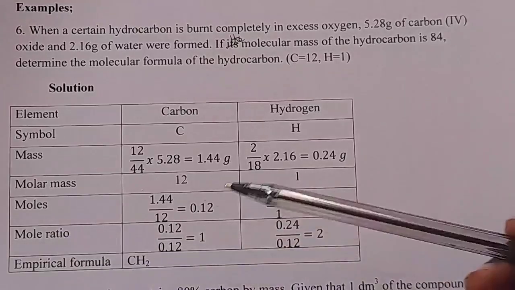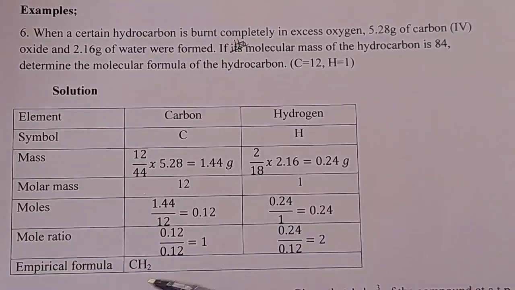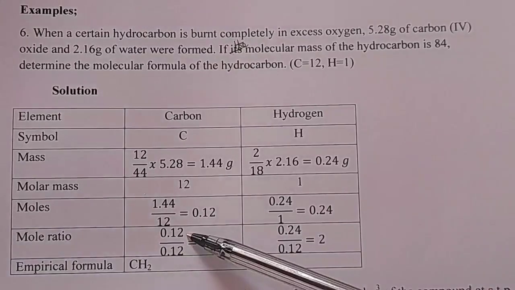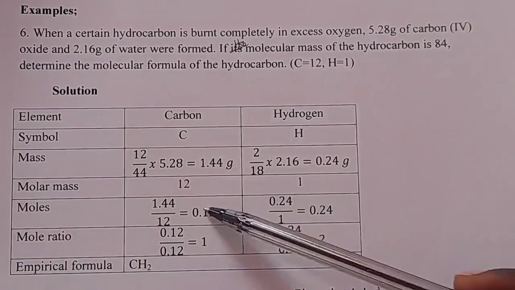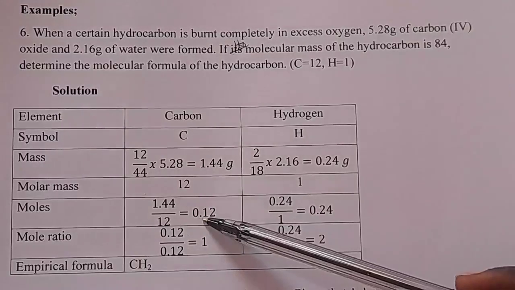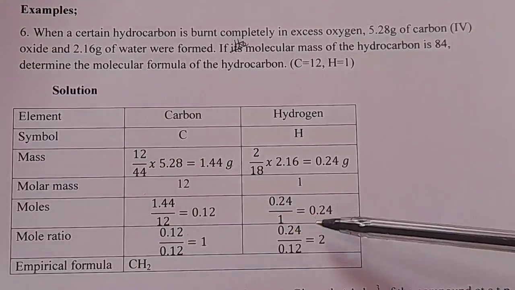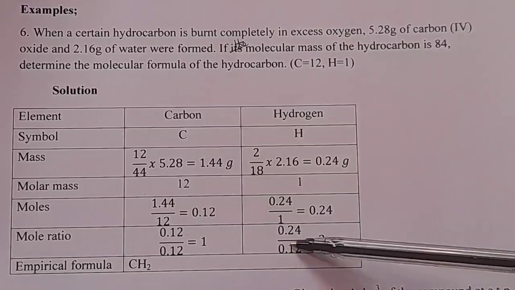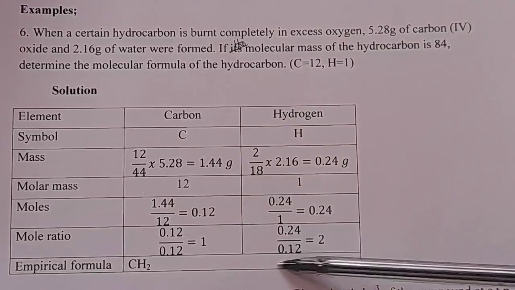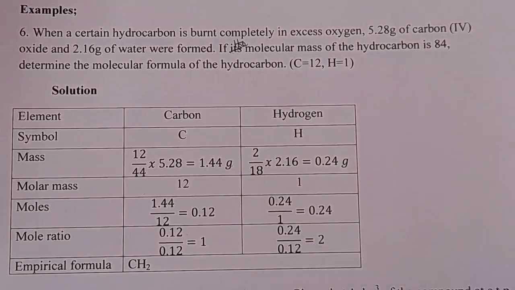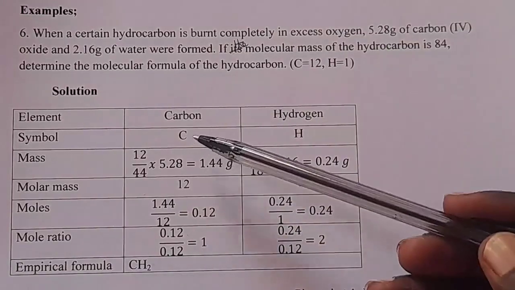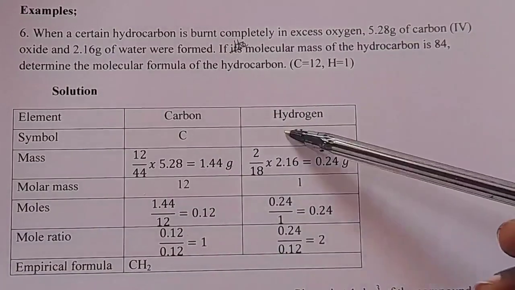Okay, the mole ratio. We are going to have 0.12 in the side of carbon divided by the smaller moles, which is 0.12. Here we are going to get 1. Here we are going to have 0.24 over 0.12, which is the smaller moles. Here we are going to get 2. To write the empirical formula, it will be C1, we don't write that one, then H2.